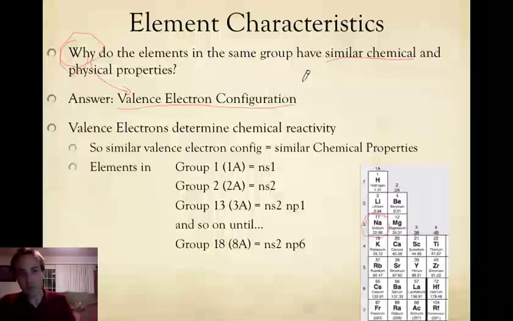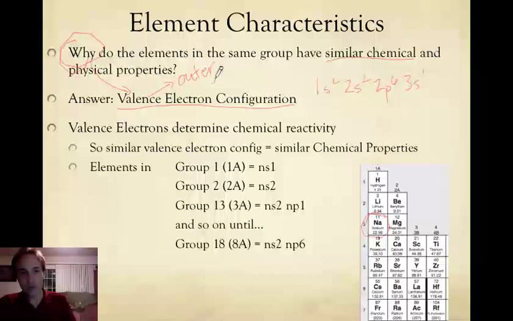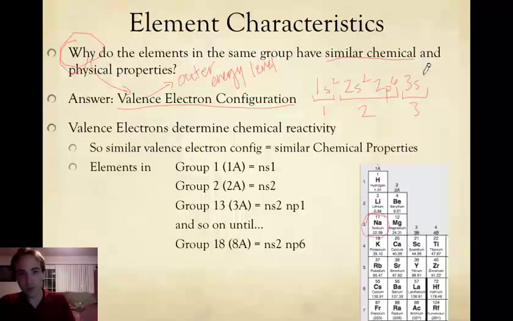Let's take for example sodium. Sodium has 11 electrons. So if we were to write its electron configuration, it would be 1s2, 2s2, 2p6, 3s1. Now valence refers to the outer energy level. So if we were to look at this, its innermost energy level is the first energy level. That's the 1. Its second energy level is here, and its outer energy level is the third energy level. It has 1 electron currently in the third energy level within that s sublevel. So we would say that it has 1 valence electron in the s of the third energy level.